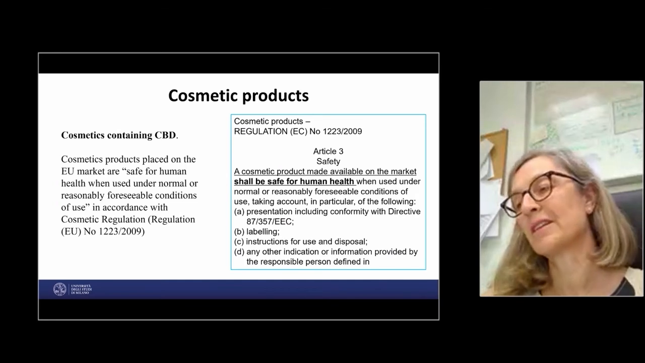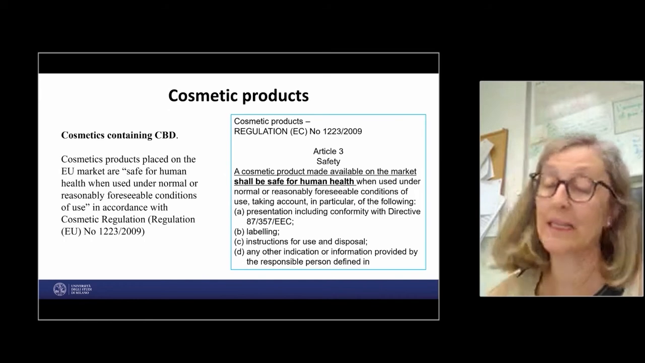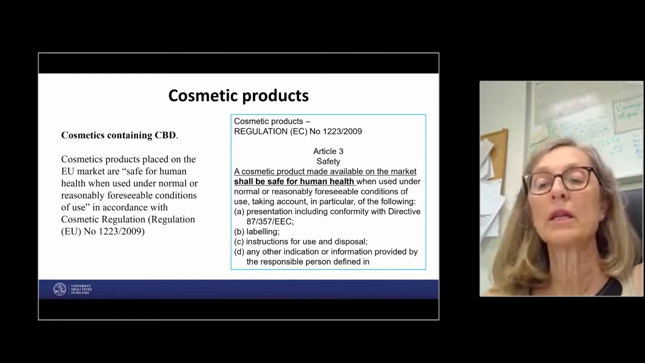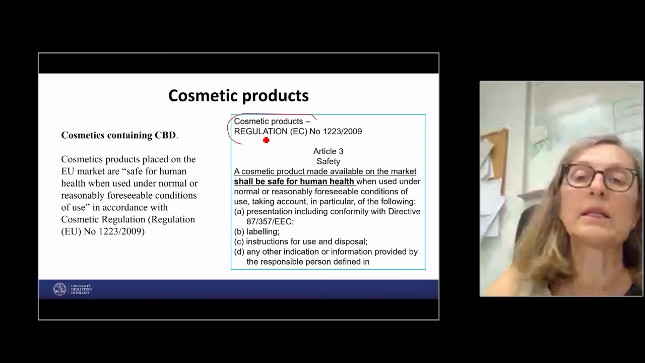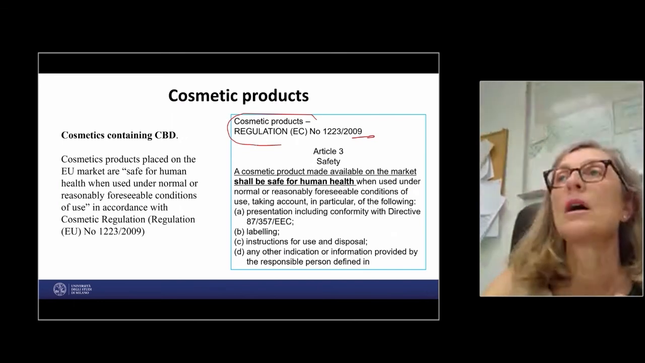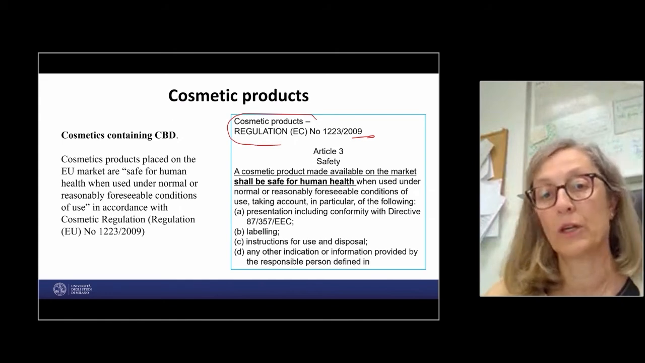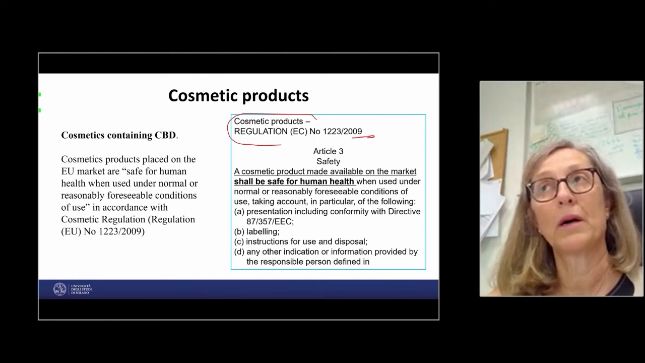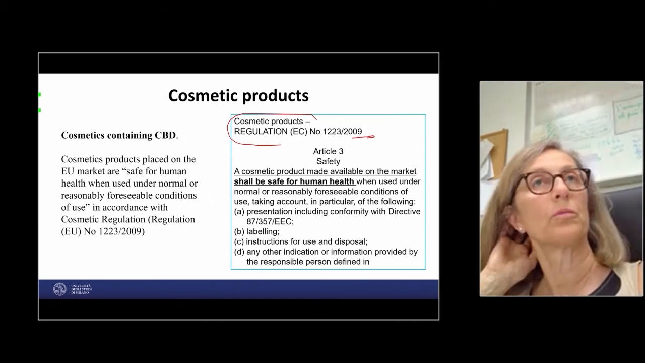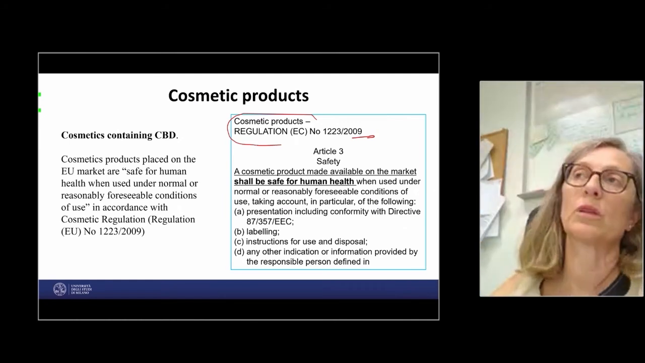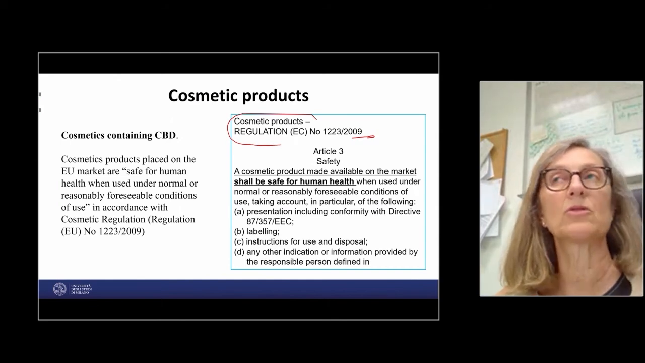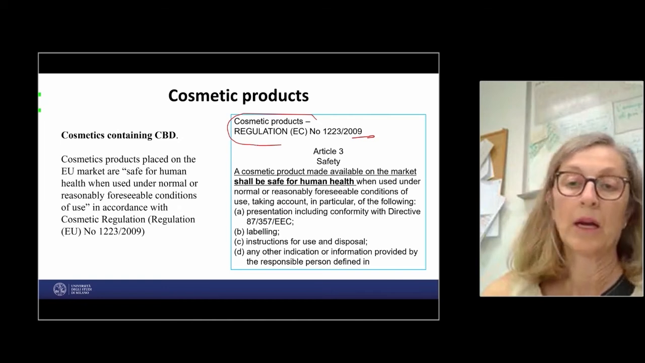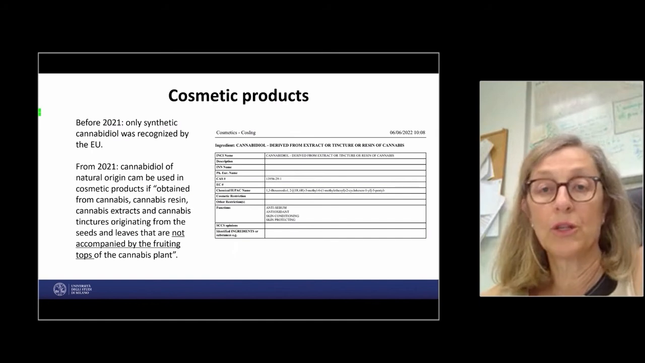But what is sure in all the countries, at least European countries, is that CBD can be used in cosmetic products. In fact, we have the regulation in Europe. Regulation means that this law is used in all the European countries, and all European countries have to follow this kind of regulation. And in this regulation, as you can see in this Article 3, what is important for the cosmetic is that the cosmetic can be put on the market only if it is safe for human health. So before putting on the market, the people that want to put it on the market have to demonstrate with a small dossier that the product is safe under normal and reasonable conditions of use. As I told you, in the cosmetic product, the cannabidiol is admitted.